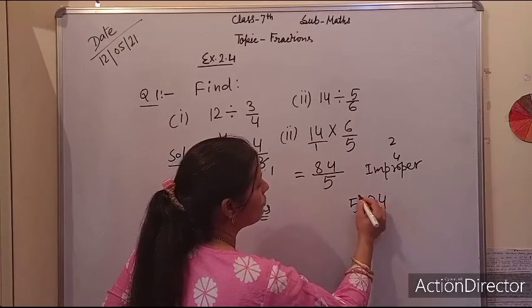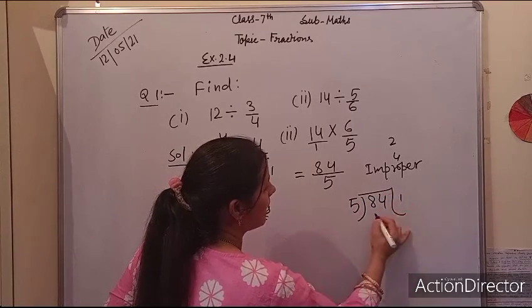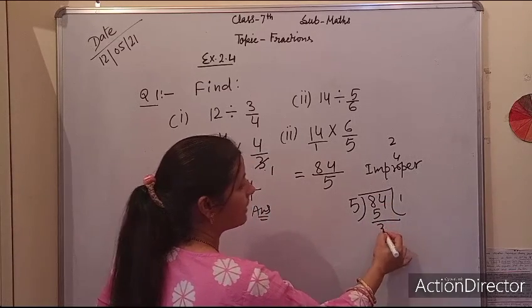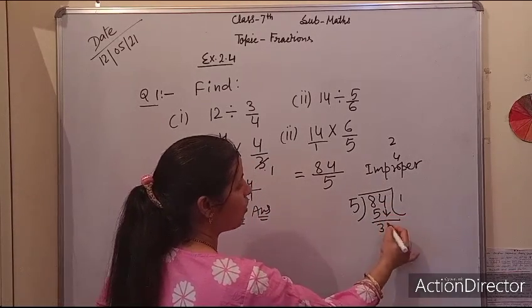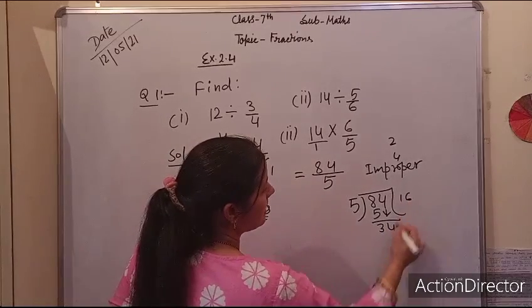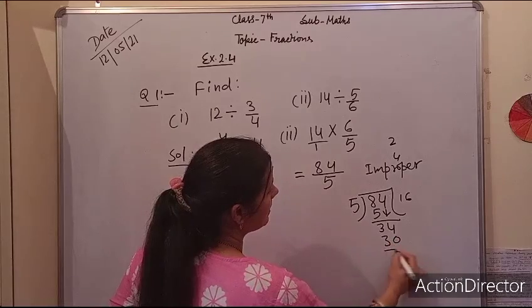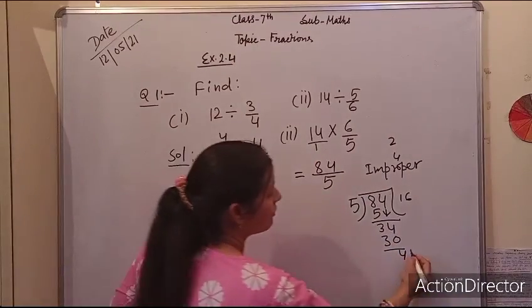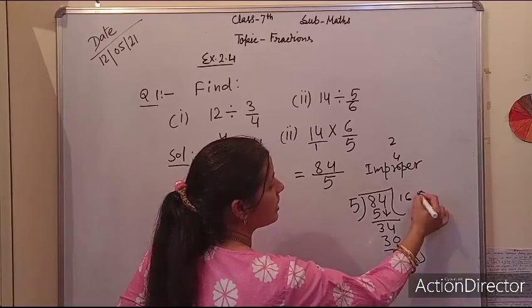84 is divided by 5. So how many times? 5 1s are 5. Take 5 from 8, it will become 3. Now note down this 4. It will be 34, so 5 6s are 30. 5 7s are 35. So 4 will be the remainder. 4 is the remainder. 16 is the quotient.